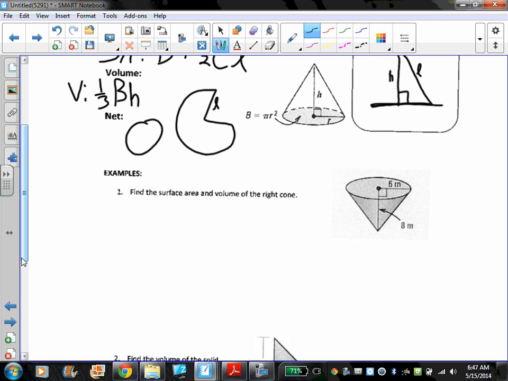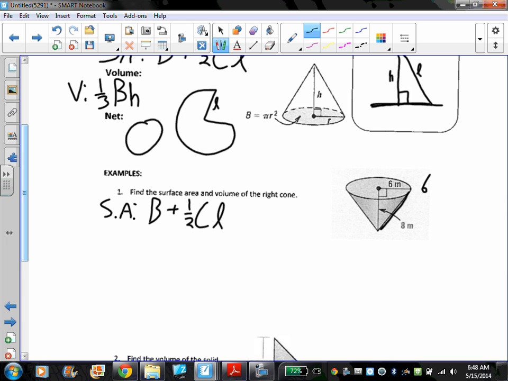So let's try an example out. Find the surface area and volume of the right cone. Okay, let's start with surface area. So we need the area of the base, which in this case is going to be that circle. And we're going to need to add to that 1/2 of the circumference of the circle times the slant height. Now at the moment, we don't have the slant height. That's going to be this one right over here. So we can use the Pythagorean theorem to find that out.